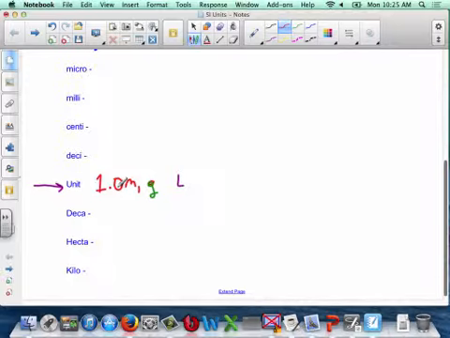So those are smaller than micro. Nano and pico. So we have, going on, let's go bigger.